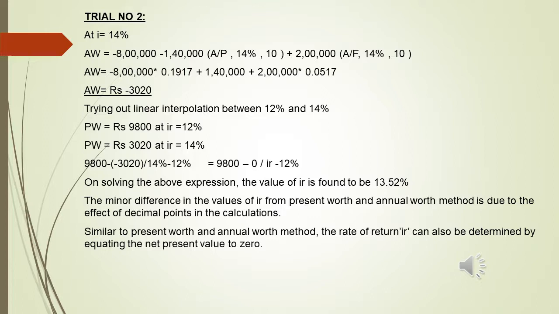Similar to present worth, in the annual worth method the rate of return IR can also be determined by equating the NPW to 0. I hope this is clear. Two types of methods are there. In this problem, they have asked to compute the rate of return by making trials. That is why you put i values and make trials, and then you substitute.